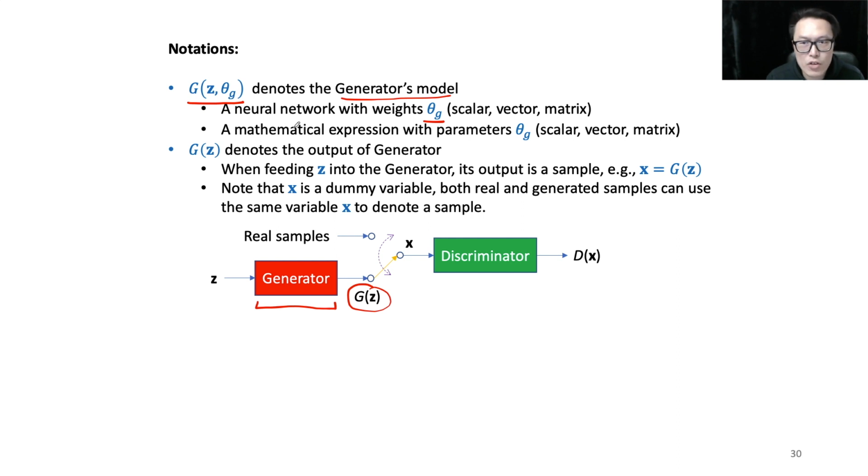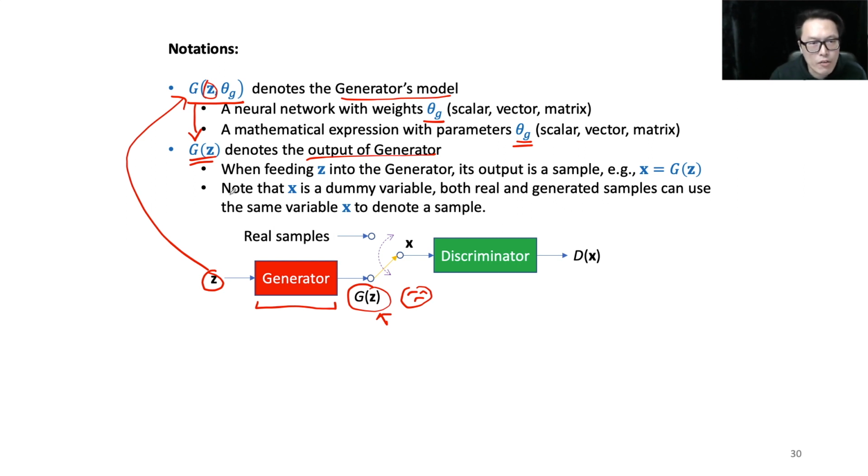Instead of using a neural network, we can use any mathematical function. But anyway, we call those parameters theta G, and then G(Z) right here is the output of the generator. That means when we input Z into this mathematical model, it will produce G(Z). That would be the generator sample, say faces right here.